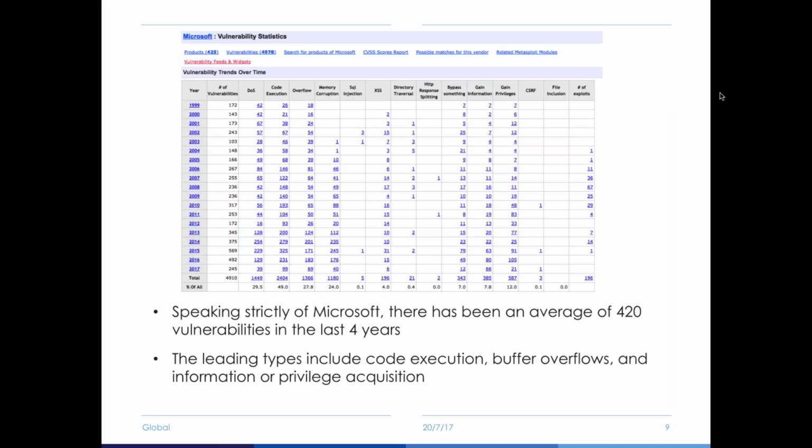There's been an average of about 420 vulnerabilities in the last year, and that's a per year average. Leading types of these vulnerabilities typically involve something like code execution, buffer overflows, or information or privilege escalation. Information acquisition, usually privilege escalation.